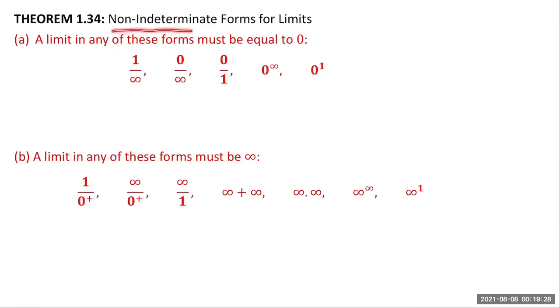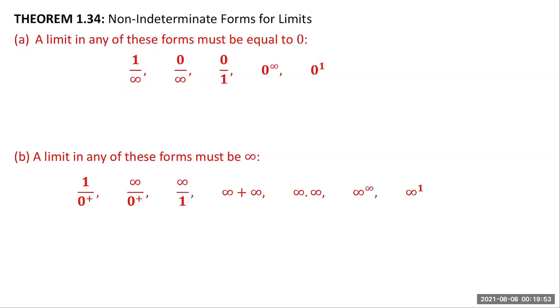Next, non-indeterminate forms for limits. Part 1: a limit in any of these forms must be equal to 0. When you try to calculate your limit, if you get the form 1 over infinity, then the limit has to be 0. If you get this form, then also the limit has to be 0. And for all these, the limit has to be 0. Let's do an example for one of these.